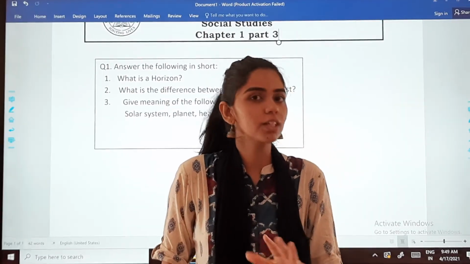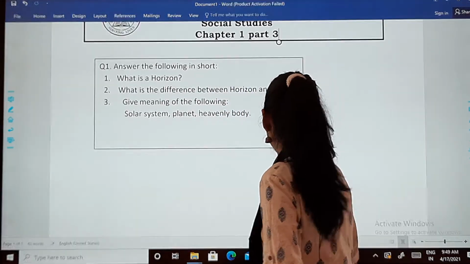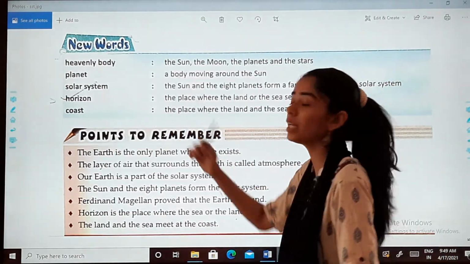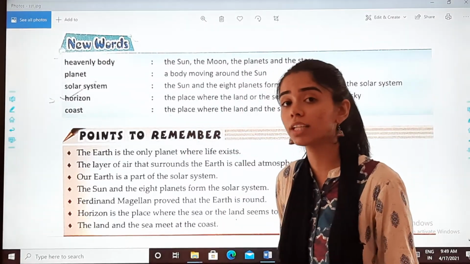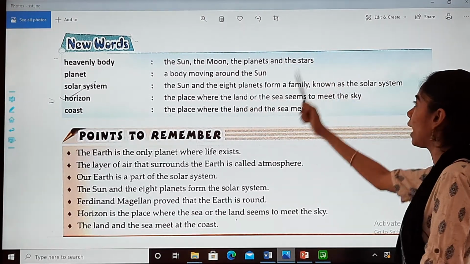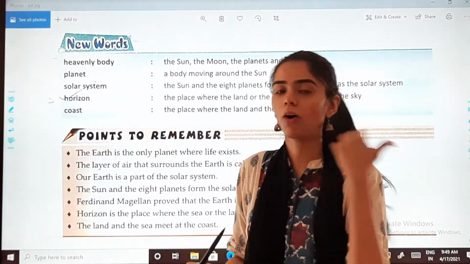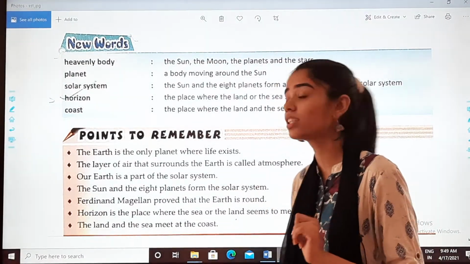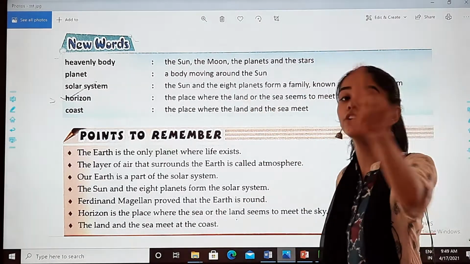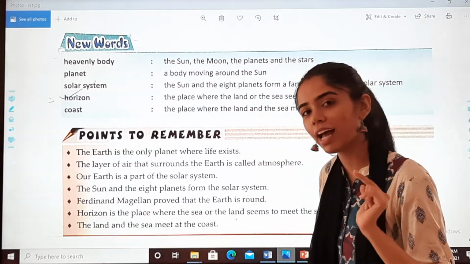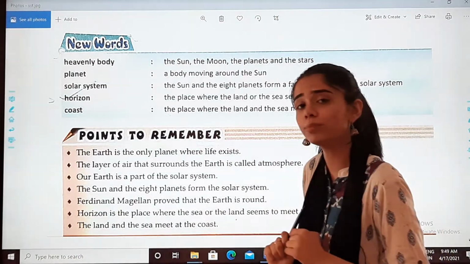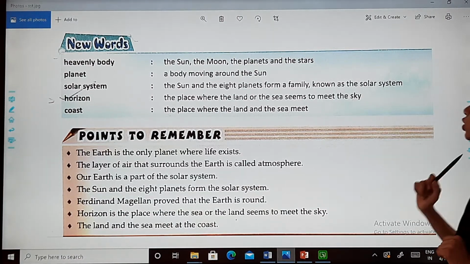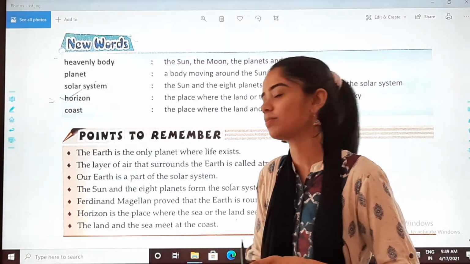So in the chapter, we learned some new meanings. Okay? Now what is it? We will recall it quickly. Heavenly body. What was the heavenly body? The sun, the moon and the planets and the stars, they are all known as heavenly body. Planet. What is a planet? A body moving around the sun is the planet. Solar system. The sun and the 8 planets form a family known as the solar system.